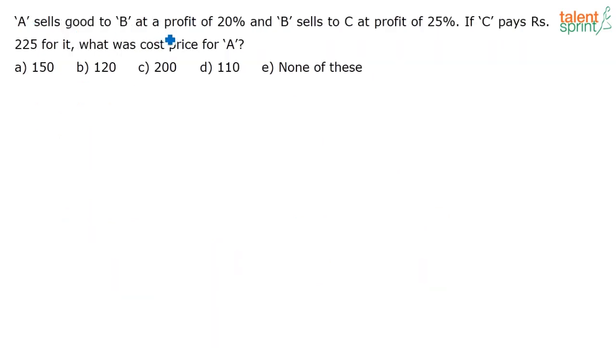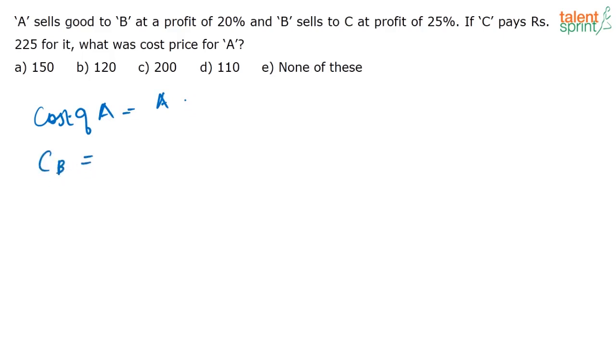A sells goods to B at a profit of 20% and B sells to C at a profit of 25%. If C pays rupees 225 for it, what was the cost price of A? Let's solve the question. A sells goods to B at a profit of 20% and B sells it to C at a profit of 25%. So let us take the cost of A. I'm just taking it as A. So what is going to be the cost price of B?